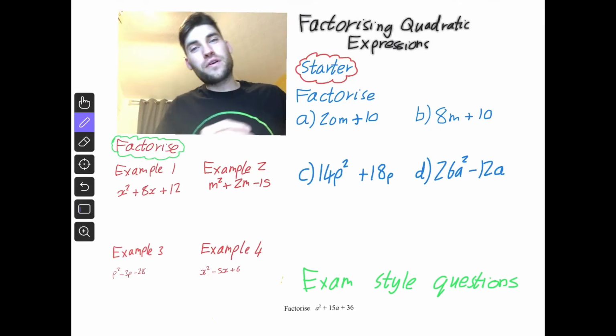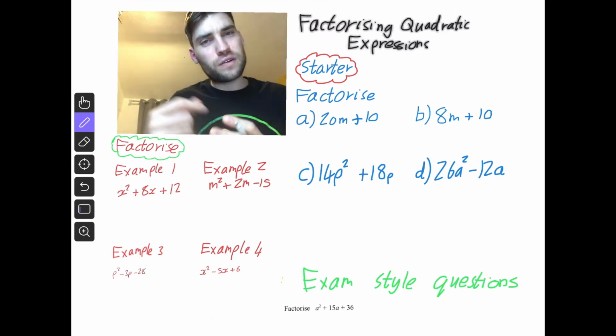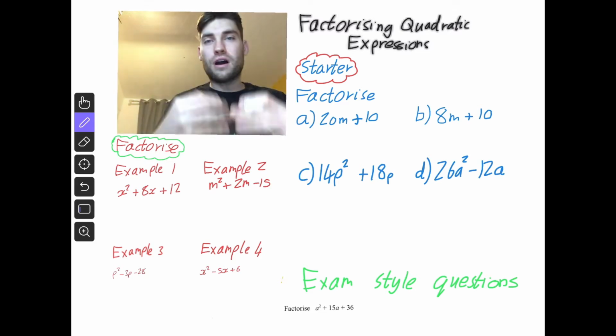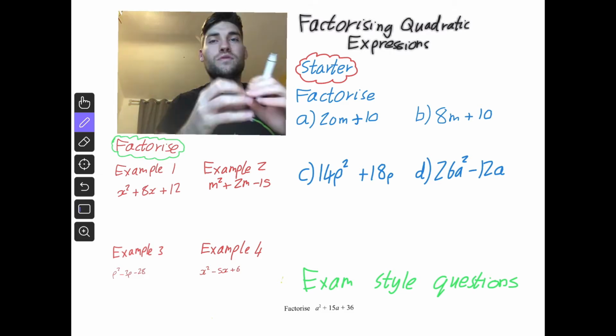This video is following on from our last video, but we are factorising instead of expanding. So factorising is the inverse or the opposite of expanding. So we are putting into brackets compared to multiplying out the brackets.